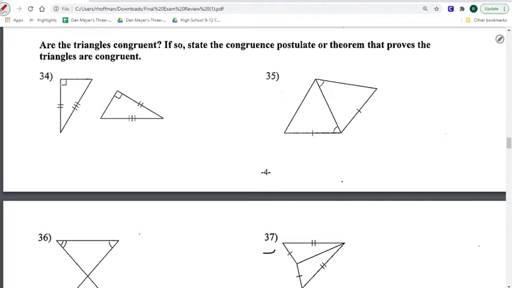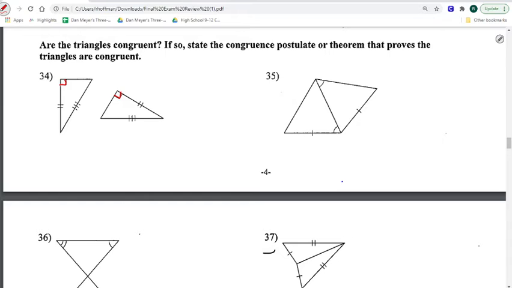All right. Are the triangles congruent? If so, state the congruence postulate or theorem that proves triangles congruent. So here we're looking at, are they side, side, side, side, angle, side, and so on. So on this one, we're looking at some right angles. And once you see some right angles, you should think about hypotenuse leg coming into play.